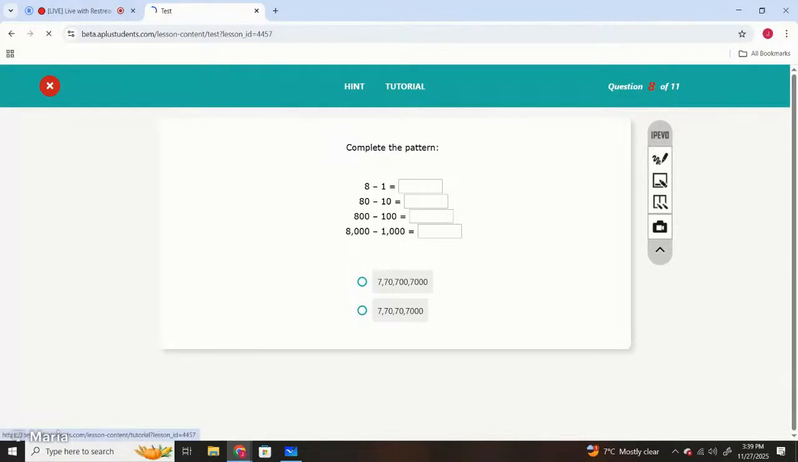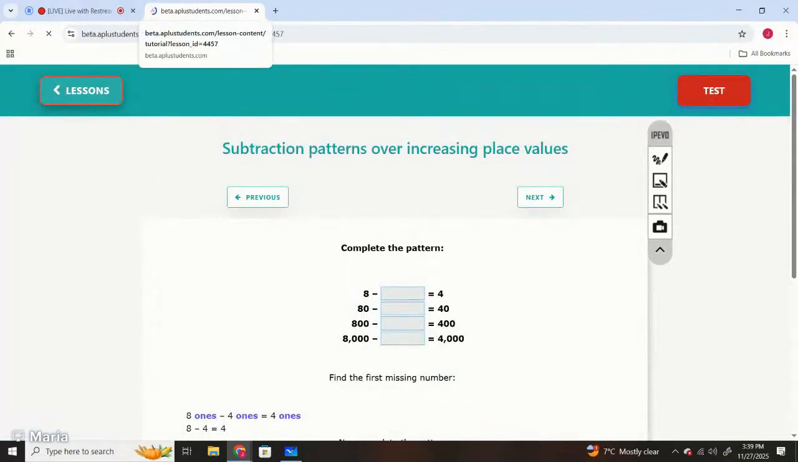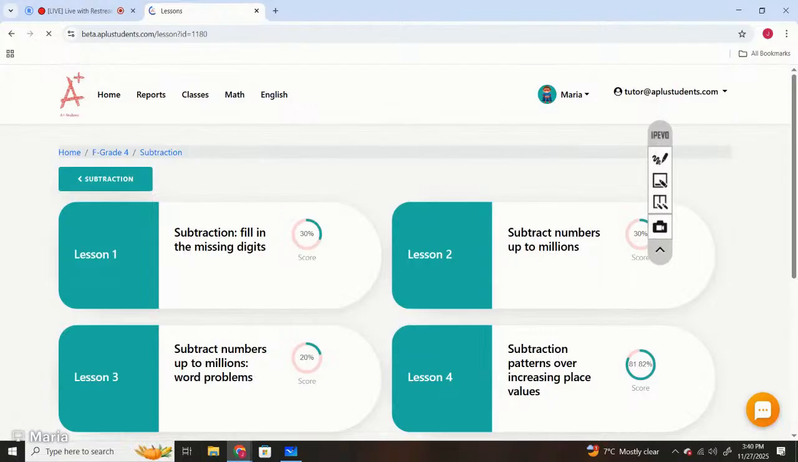Okay, you can complete the lesson by yourself later today. So we were working on grade 4 math chapter. We were working on subtraction. The lessons we have covered today are subtraction, fill in the missing digits, subtract numbers up to millions, subtract numbers up to millions, word problems, subtraction patterns over increasing place values.